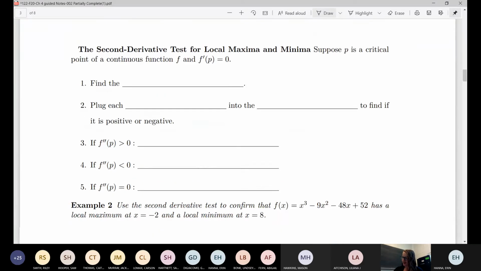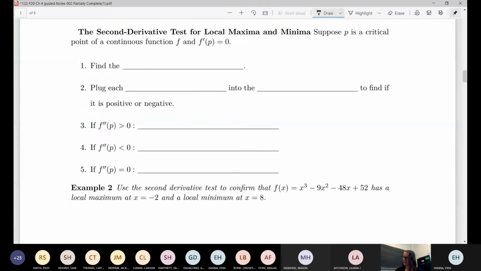Okay, now let's write it down. So the second derivative test says this. You're going to find the second derivative. Have we found one of those yet? You literally just take the derivative of the derivative.